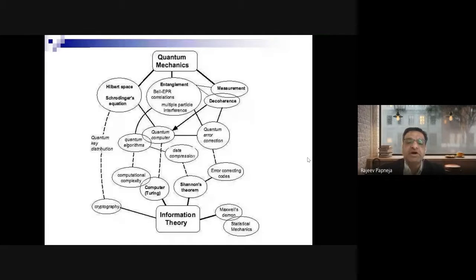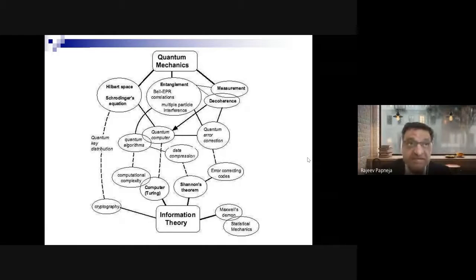We touched on the computational complexity yesterday, because the computational complexity of quantum was square root of n, while of classic it was n factorial.